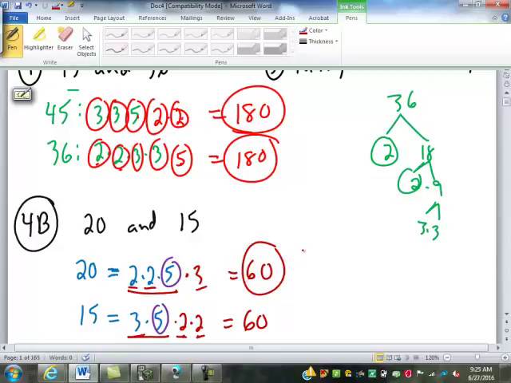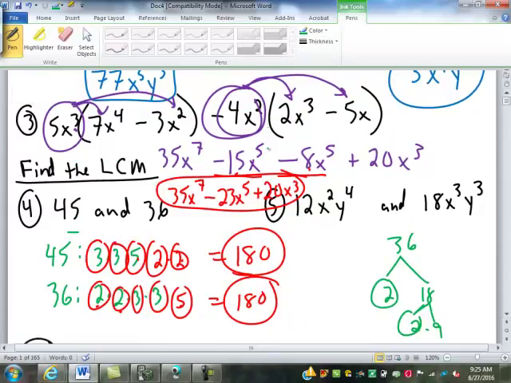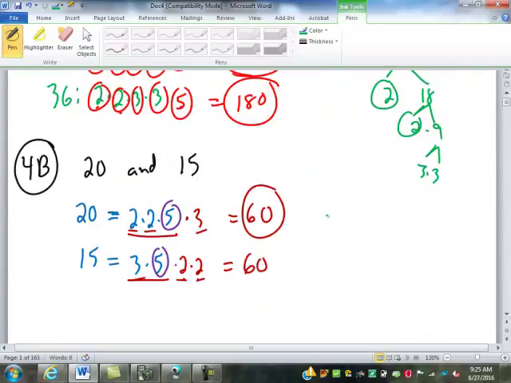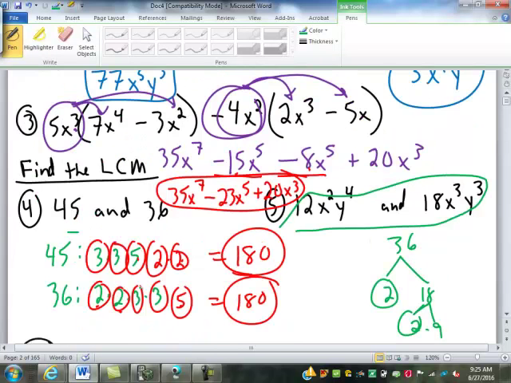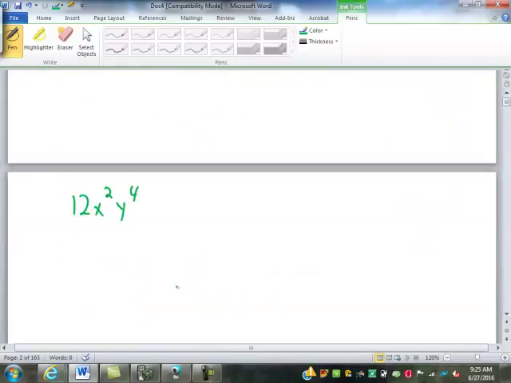Is there anybody who is feeling kind of hopeless on this one, or doesn't think they can do this yet? Okay, so we're holding steady. Now let's go back and try this fifth one here: 12x squared y to the fourth, and 18x cubed y cubed.